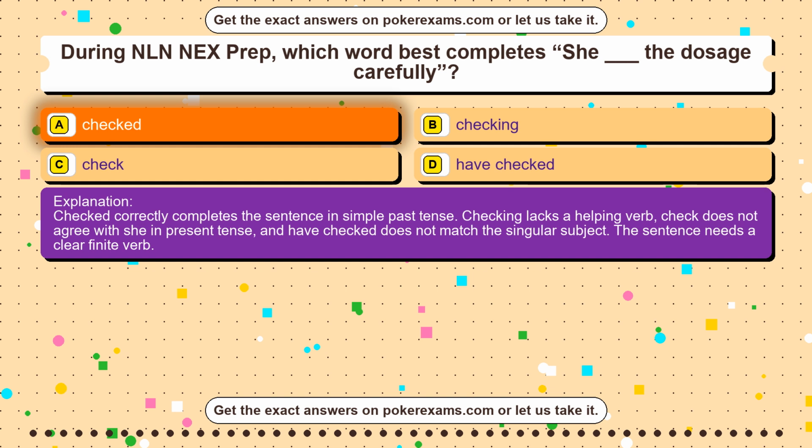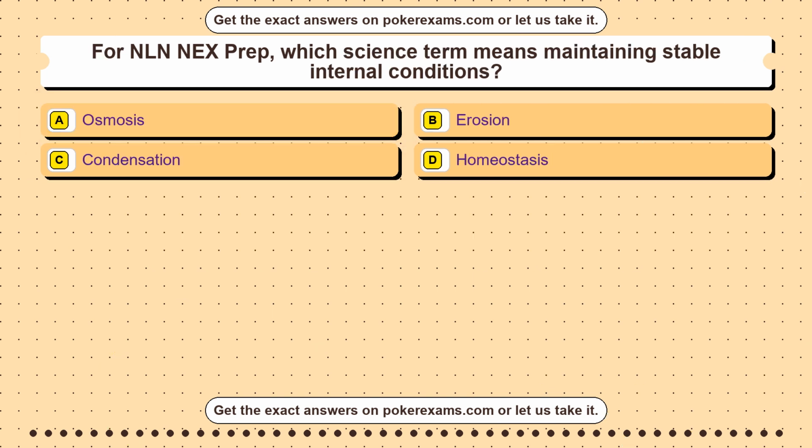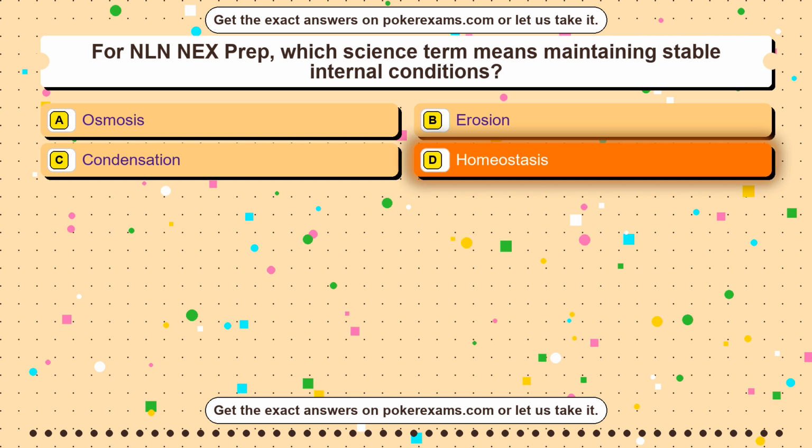Question 42. For NLN NEX Prep, which science term means maintaining stable internal conditions? Option A, osmosis. Option B, erosion. Option C, condensation. Option D, homeostasis. The correct answer is option D, homeostasis.